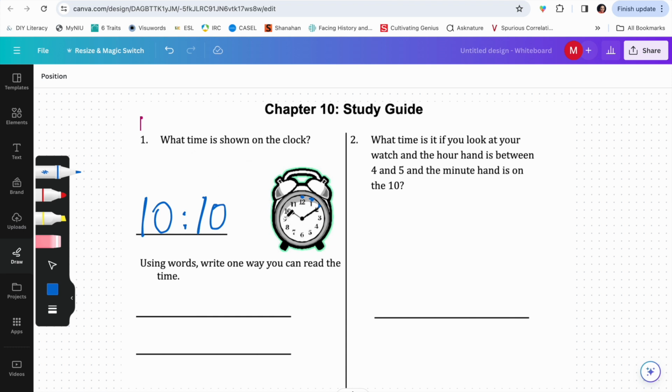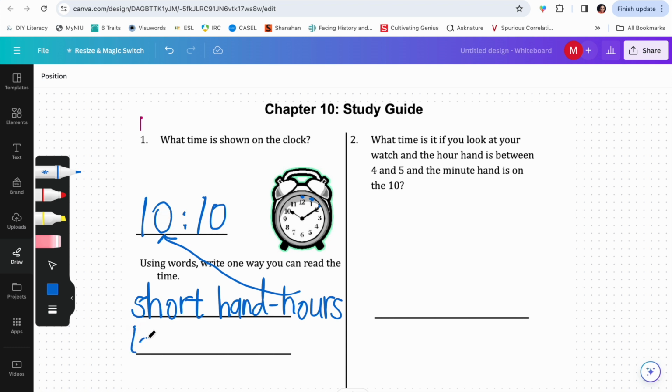So the time on this clock is 10:10. We don't know if it's AM or PM. We're not handling that on this problem. But using words, one way you can read the time. So a really good explanation here is that we can write the shorthand is the hours, and the shorthand is on the 10. And maybe I can even draw an arrow showing the shorthand is on the hours. So the hours here is 10.